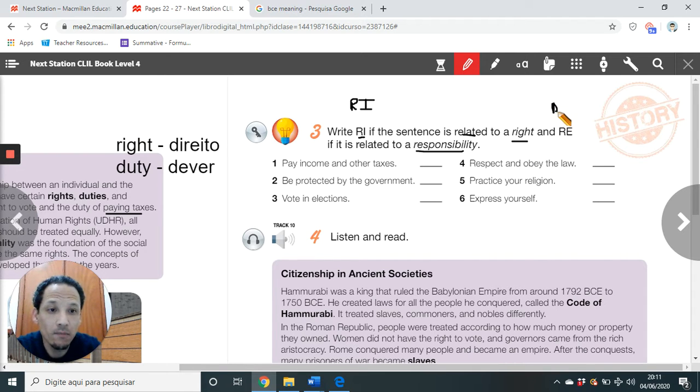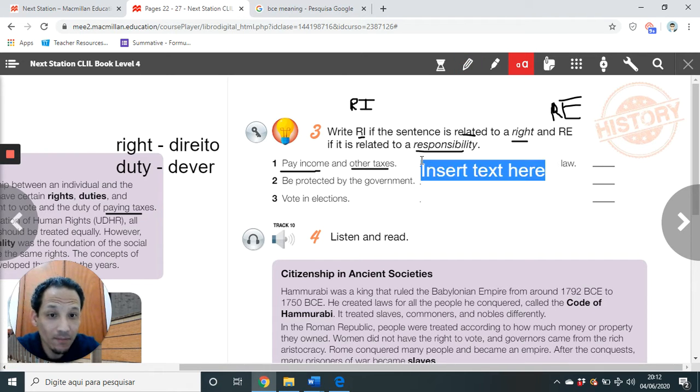And RE, if it is related to a responsibility, okay, se é uma responsabilidade. Okay, so students, pay income and other taxes, né? Pagar o salário e outras taxas. Is it a right or responsibility? Pagar salário, pagar taxas, other taxes, outras taxas. Right or responsibility?